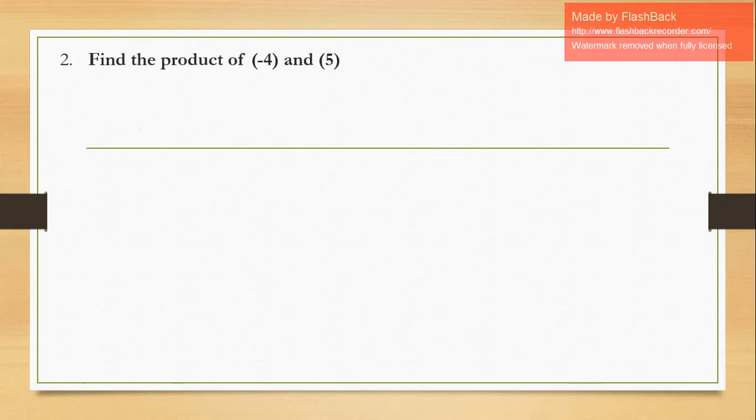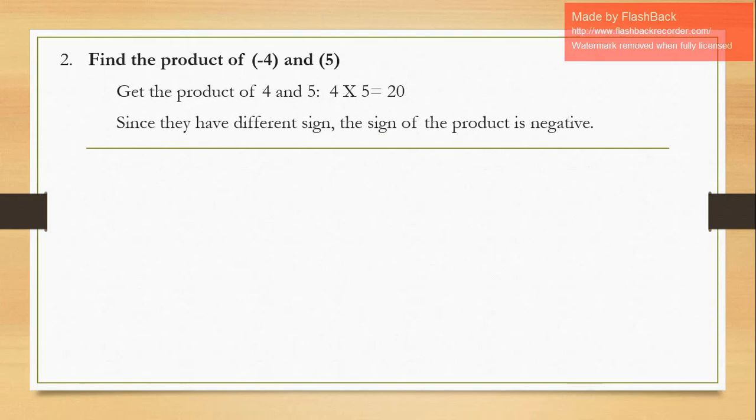Suppose you are tasked to find the product of negative 4 and positive 5. What is the first step? Just multiply the numbers and disregard the sign. Huwag mo munang pakialaman yung sign, yung number lang ang i-multiply. Get the product of 4 and 5, that is 4 times 5 which is equal to 20. Next step, tingnan mo yung sign. Since they have different sign, the sign of the product is negative. Bakit different sign? Because the sign of the first given is negative, and the sign of the second given is positive. Therefore, negative 4 times 5 is equal to negative 20.